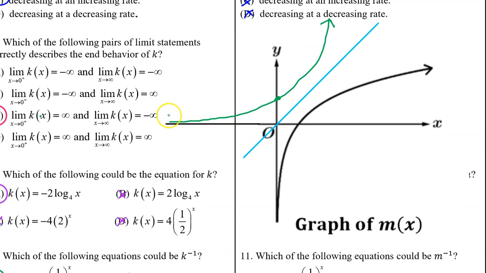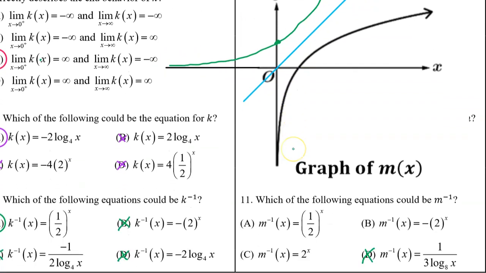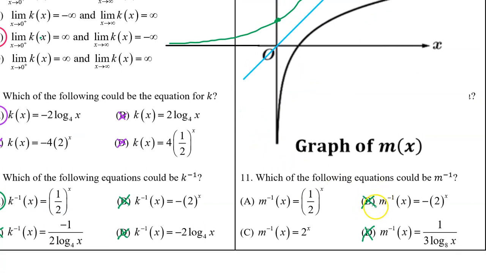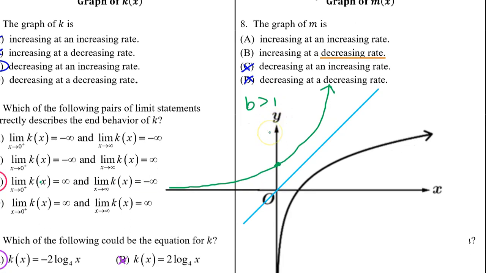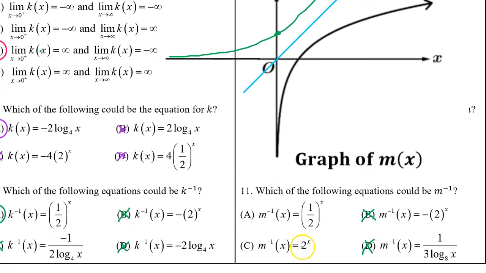Notice that the graph ends up above the x-axis. For an exponential function, that's how we know that the a value will be positive. So we will throw out b, which has a negative a value. For exponential functions, this b value is what tells you if the curve will be increasing or decreasing. Because this curve is increasing, that tells us that the b value must be greater than 1. So we will pick the version that has a b value greater than 1, and the answer is C.